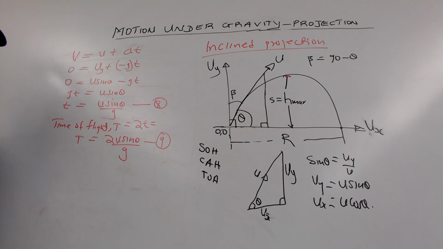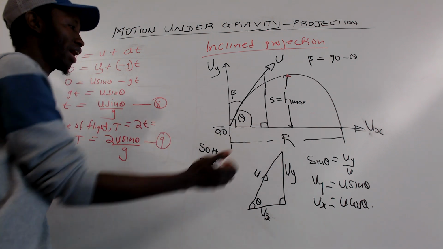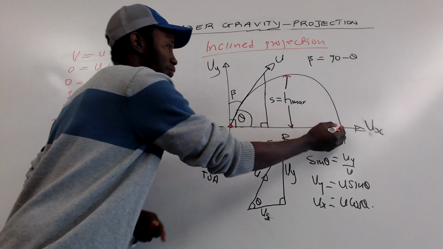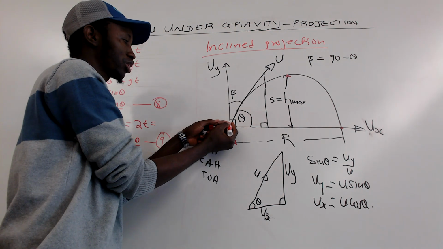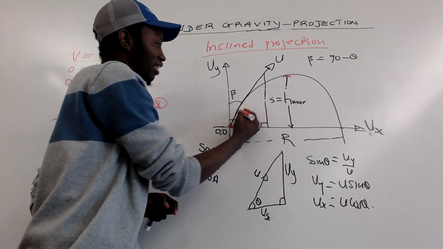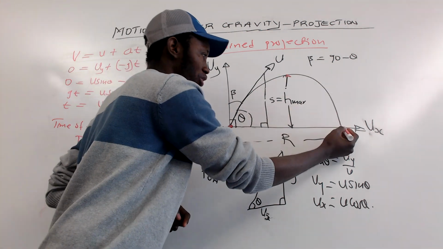You see? So having this, we also need to consider the horizontal range. How can we consider the horizontal range? The distance from this point to this point. Because the object is projected from this point, it moves, and it drops to this point.